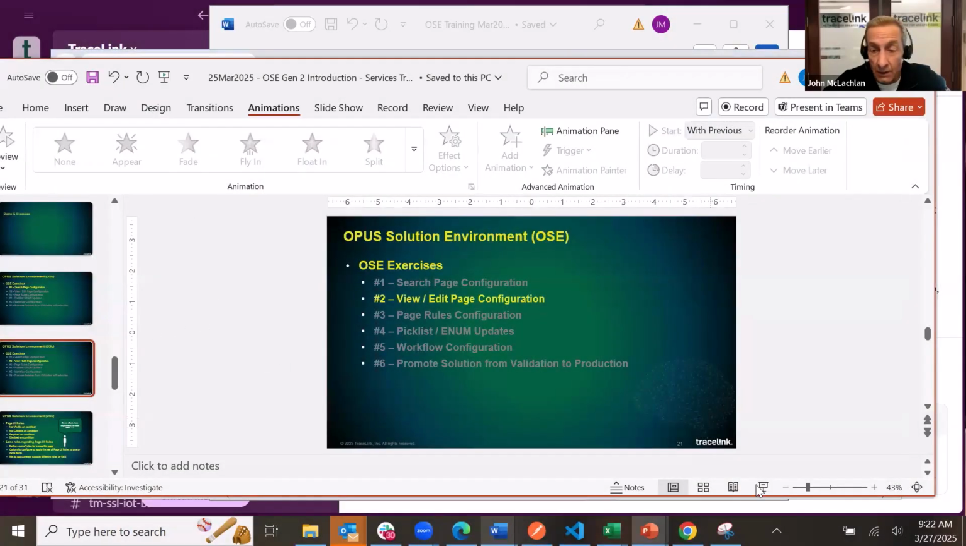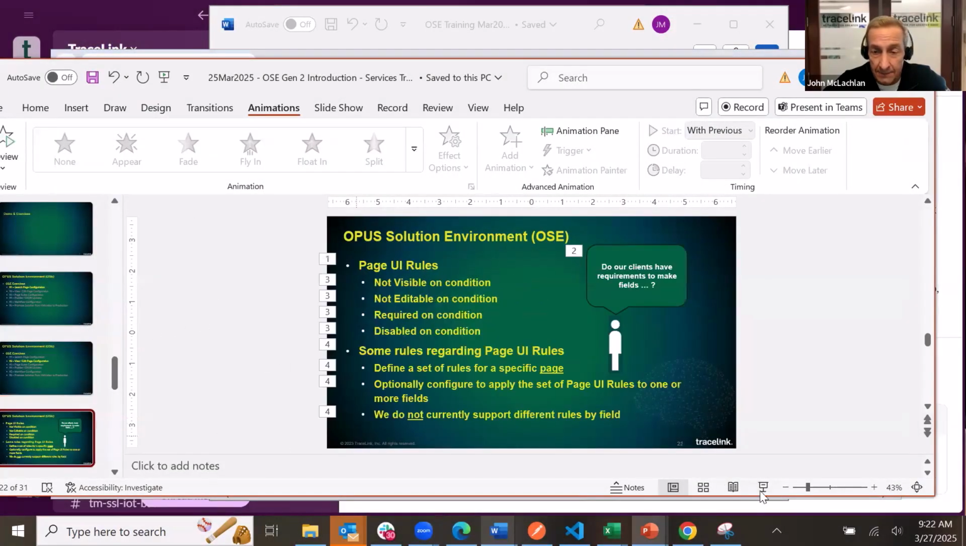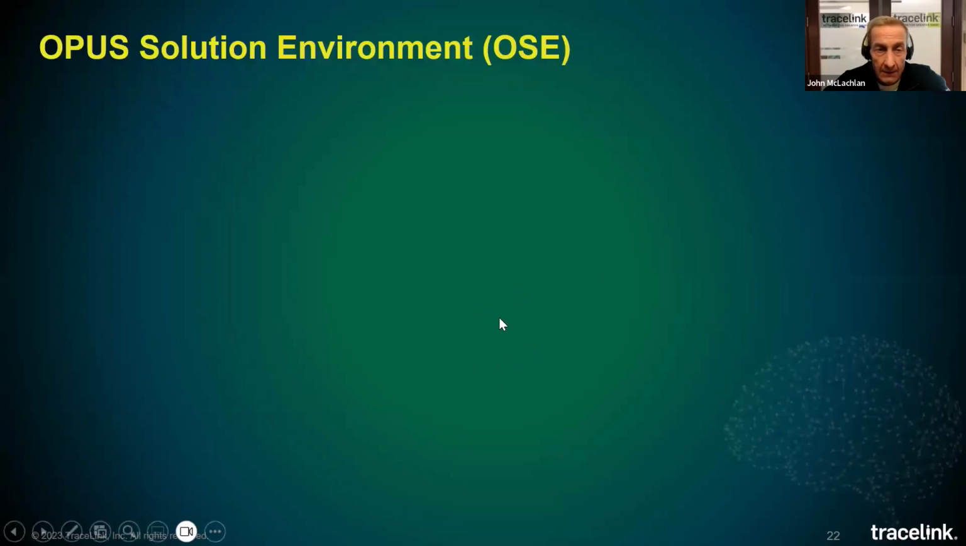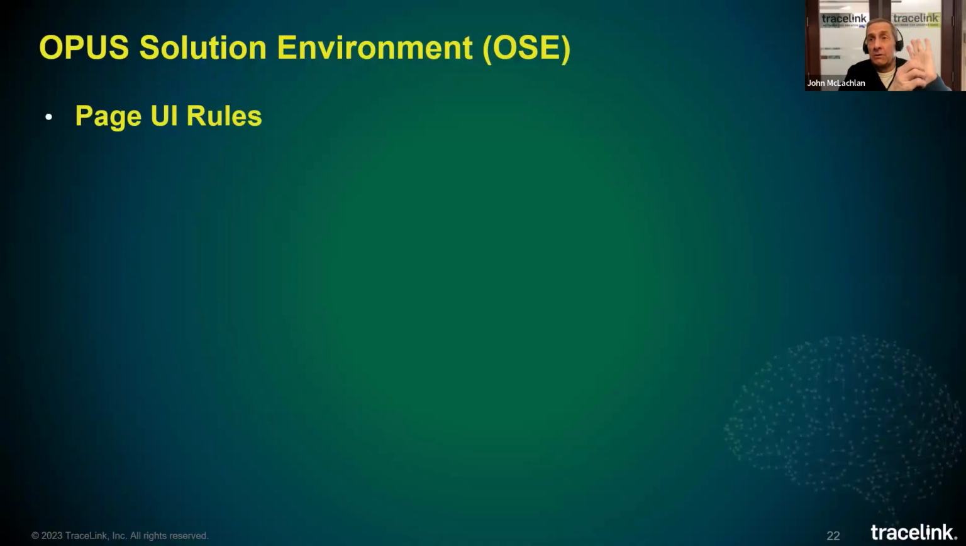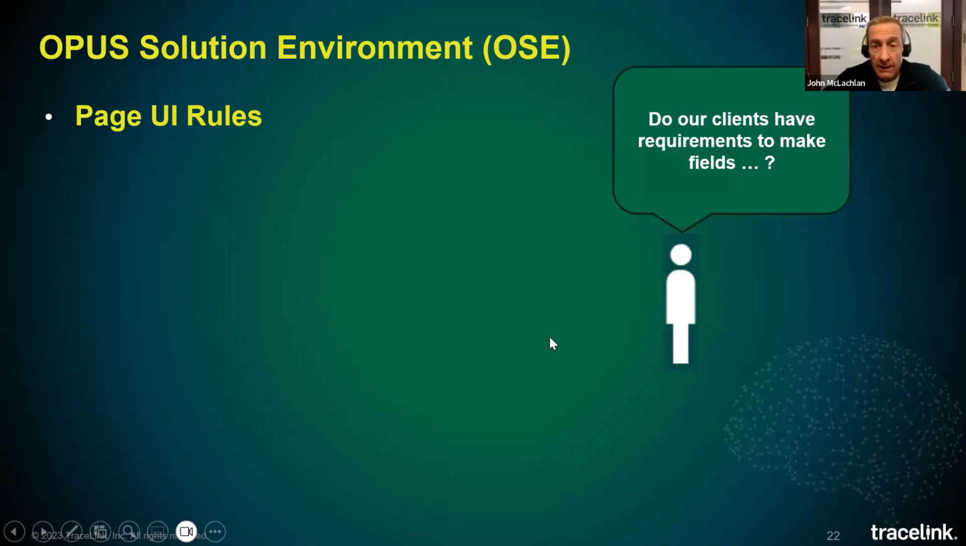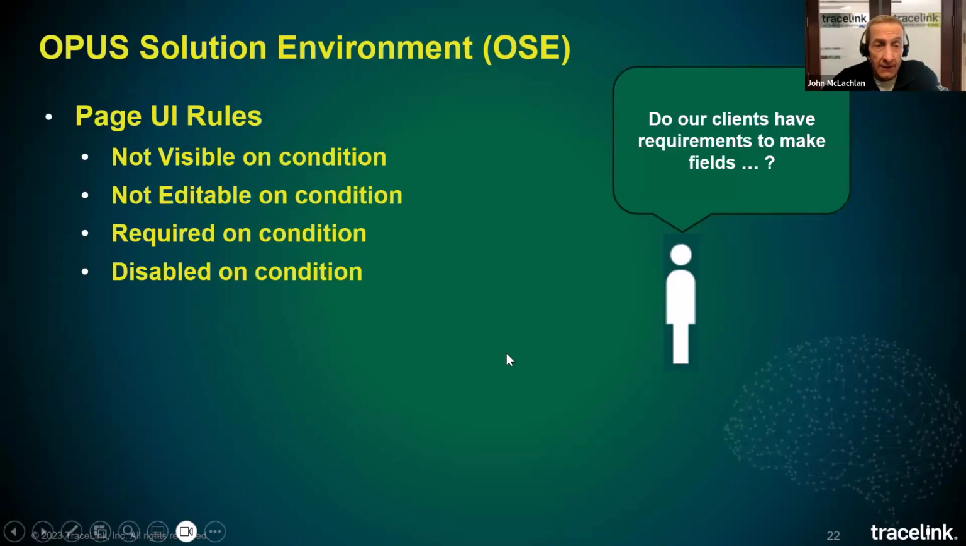Excellent. Back to a quick couple PowerPoint slides. The next concept that I wanted to point out was the concept of page UI rules. Again, this is something that we used a lot in Gen 0 and Gen 1. We had a lot of requirements for this type of logic. So the question here is, do our clients have requirements to make fields not visible based on certain conditional logic, or not editable, or make them required on certain conditional logic?